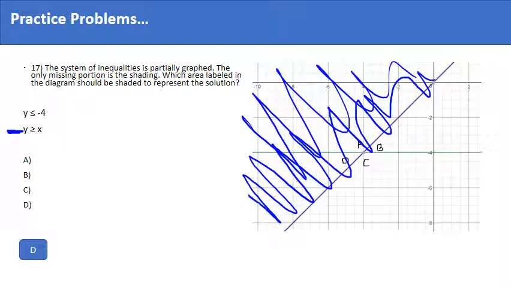Now let's talk about the green one. I want to color code. Here's green. So we have y is less than or equal to -4. Less than means you shade below.